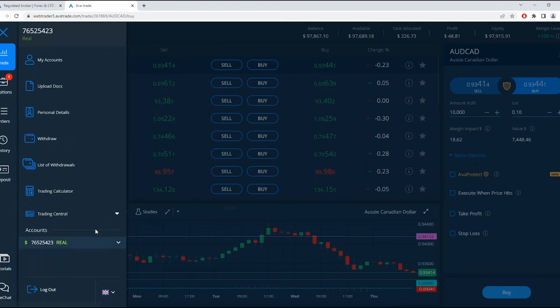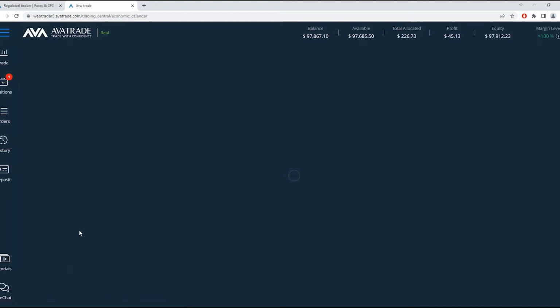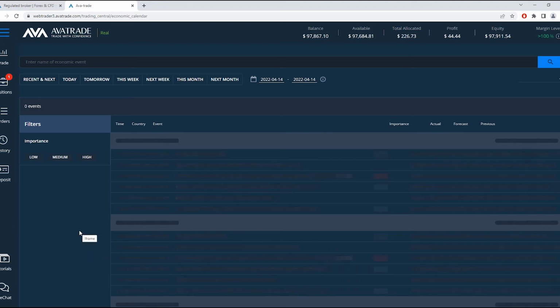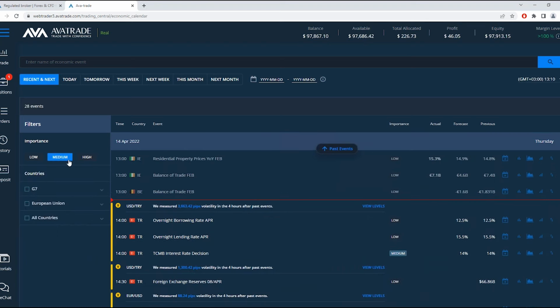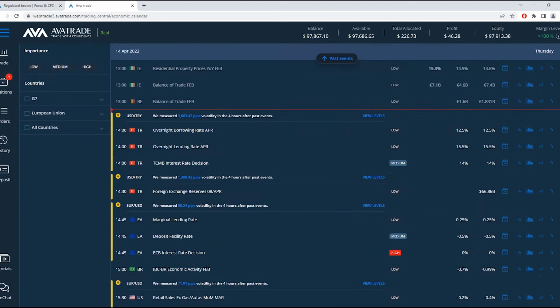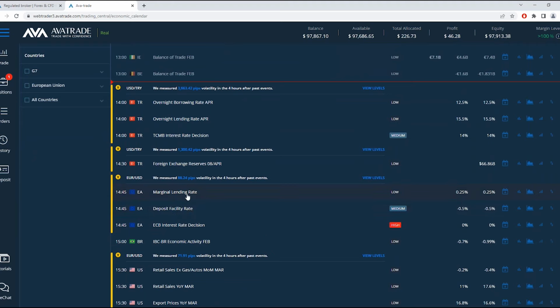If we go to one of the other advanced features here from Trading Central, let's look at the economic calendar. Which again, all of these features are available straight from our platform. You don't have to go searching for other locations for this information. Now, we see later today, we've got the lending rate, the interest rate decision coming out of the European Union.